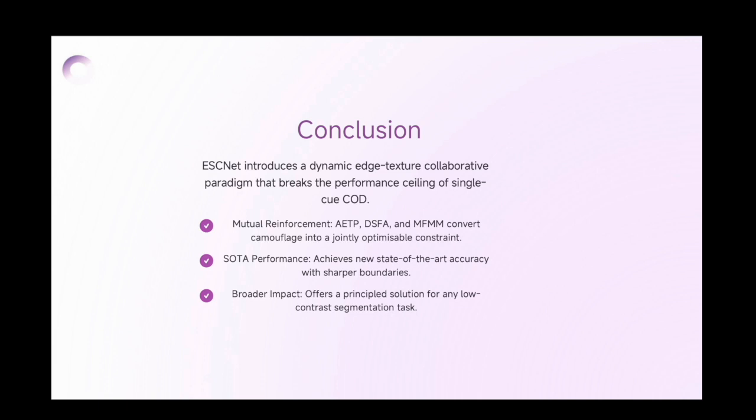To conclude, in this work we introduced ESCNet, a novel framework for camouflaged object detection. Our model's core strength lies in its ability to create a dynamic, self-reinforcing collaboration between edge and texture perception. Through our three innovative modules, we have been able to set a new state-of-the-art on three challenging benchmarks. We believe this work not only pushes the boundaries of COD, but also offers a valuable paradigm for other segmentation tasks where ambiguous boundaries are a key challenge.